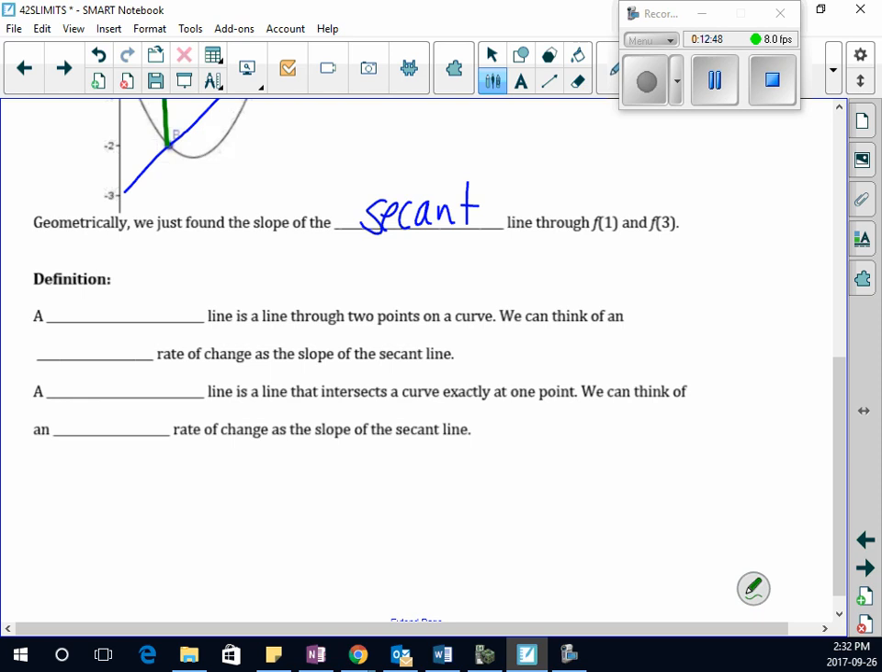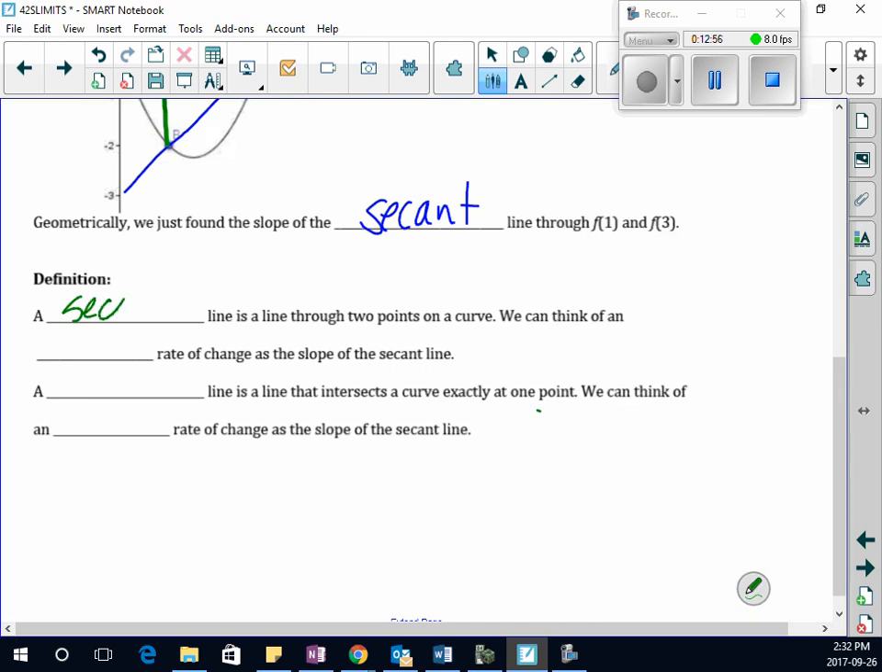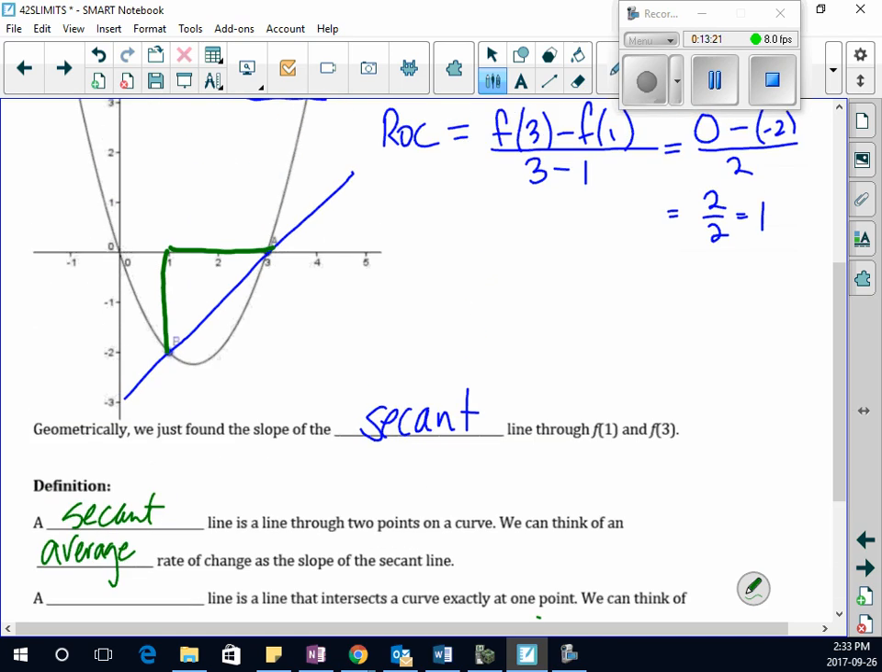Okay, so definition. A secant line is a line, have you heard of a secant line before? Through 2 points on a curve. A tangent line is only through 1. That's the difference between the two. A secant goes through 2, a tangent goes through 1. We can think of an average rate of change. This average rate of change is the slope of the secant line.